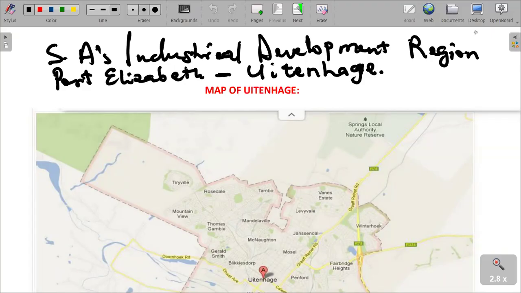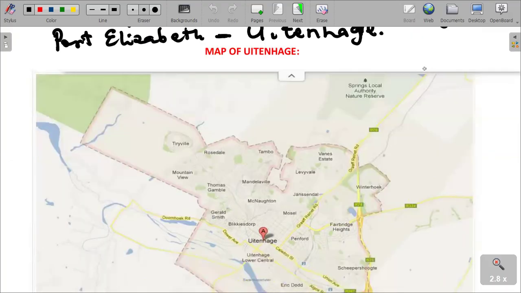We are meeting today regarding South Africa's industrial development regions, particularly Port Elizabeth. I want us to understand that the Port Elizabeth-Uitenhage region is the fourth largest industrial region in South Africa, which actually contributes about 9% to the South African GDP. I'm sure you can relate to statistical data that we can find in various records.